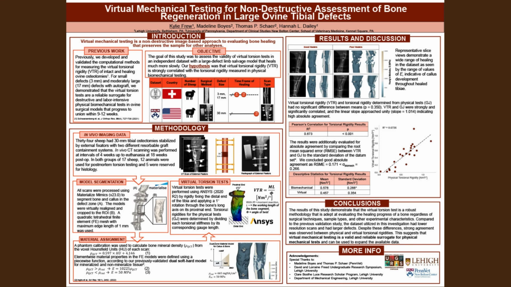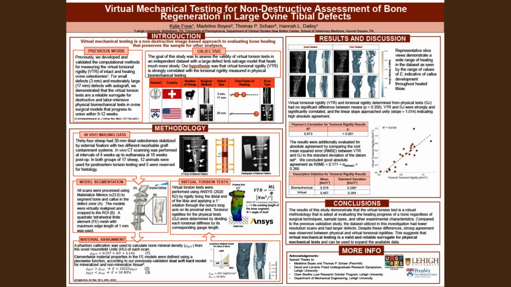Now, when comparing the results of the virtual test to the physical test, we can see that there is a high and strong correlation between these tests based on the Pearson's correlation of 0.673, and it is statistically significant with a p-value of less than 0.001. Additionally, a t-test was performed to see if there was a difference between means, and we determined that there was no significant difference between means with a p-value of 0.350.